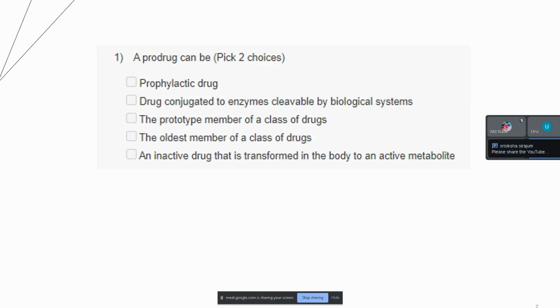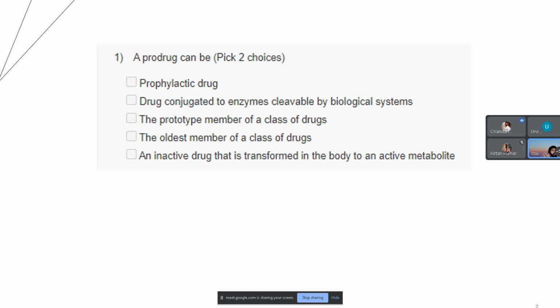You have already heard of what a prodrug is if you finished the week one lesson. So if we look at this question, it asks what a prodrug can be. Does anyone want to volunteer what the answers could be? What do you think a prodrug is? Is it a prophylactic drug?